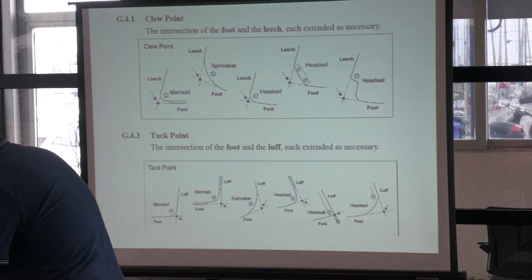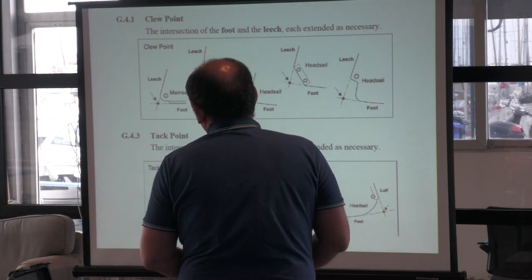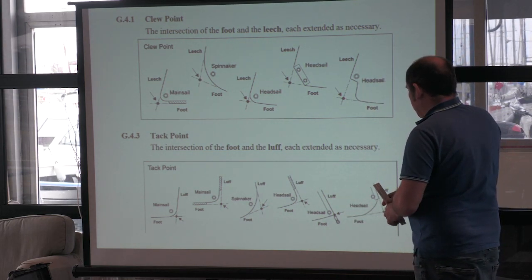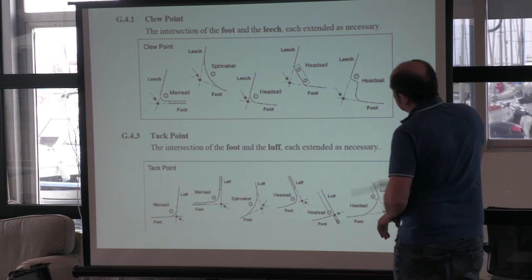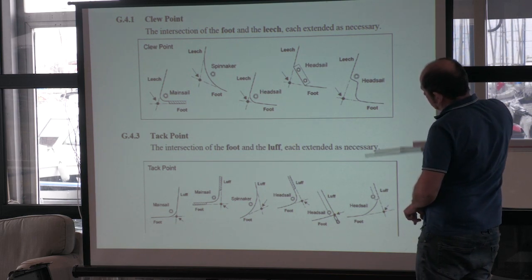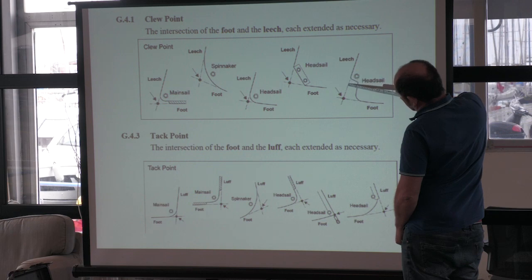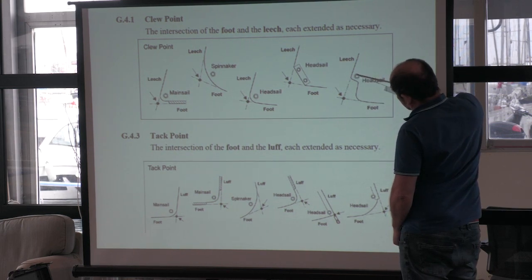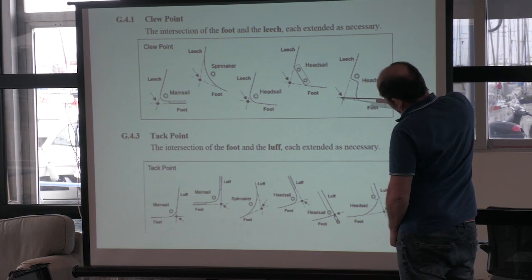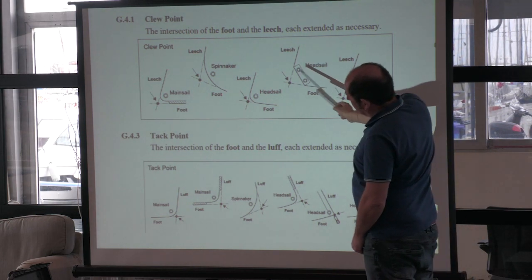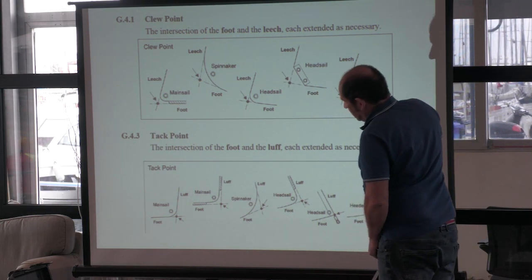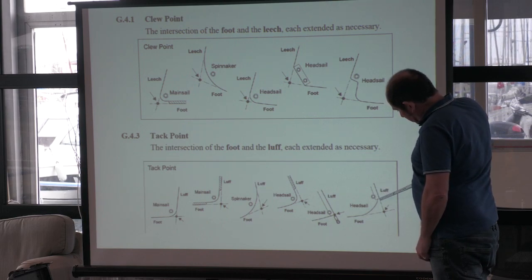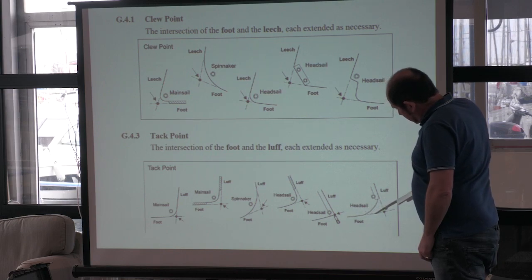At clew and tack point, the definitions are the intersection of foot and leech for the clew point, and foot and luff for the tack point. For each case, extended as necessary. The extension is: you extend the edge of the leech and the edge of the foot, and you will find the clew point reference, which is not there, but is the extension of the edges. And here you have different cases. Same at the tack point. You may have various cases, and each time you will have to look for the extension of the edge of the sail plus the foot.